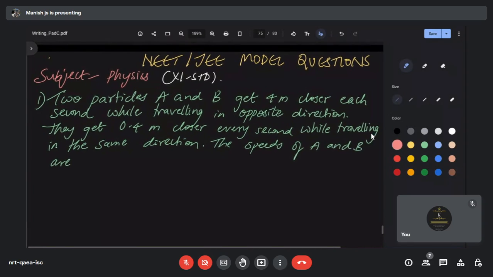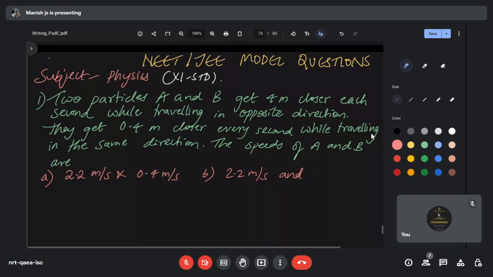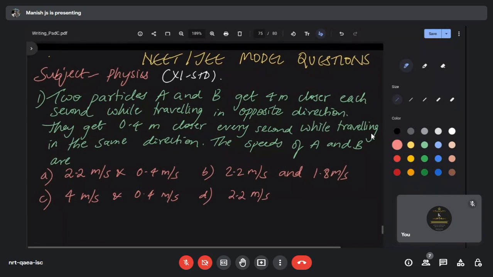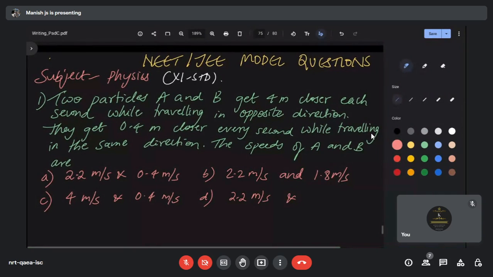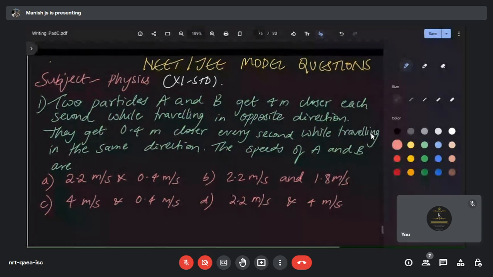So I'll give you the options. Option A, 2.2 meters per second and 0.4 meters per second. Option B, 2.2 meters per second and 1.8 meters per second. Option C, 4 meters per second and 0.4 meters per second. Finally, option D, 2.2 meters per second and 4 meters per second. Yes. The question try பண்ணுங்க.